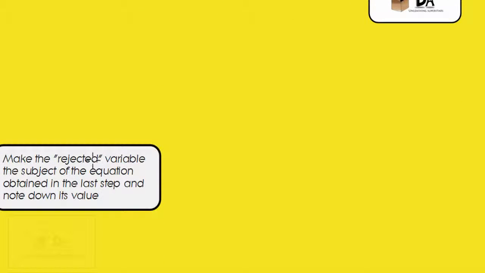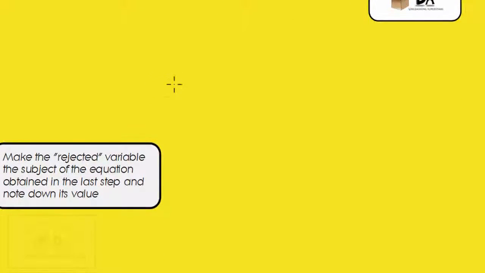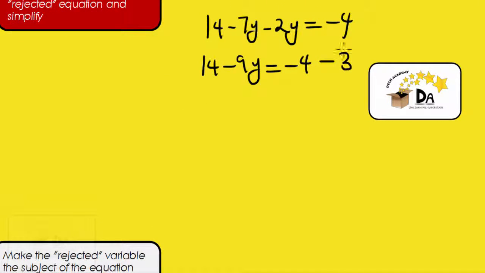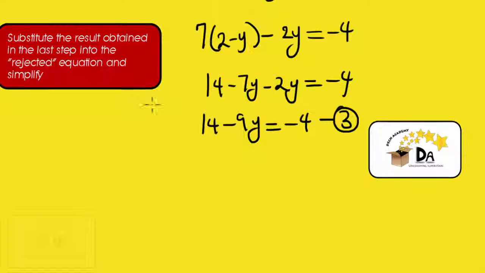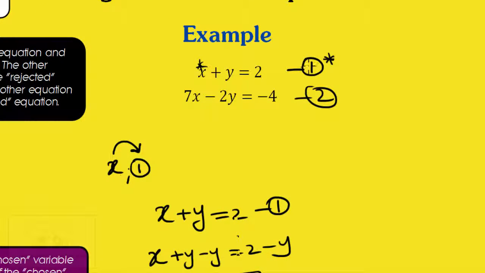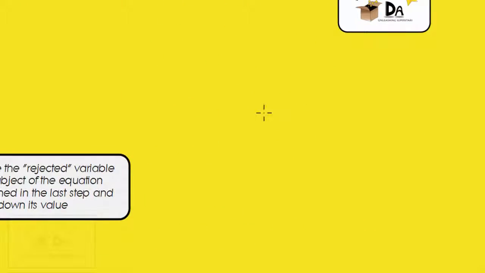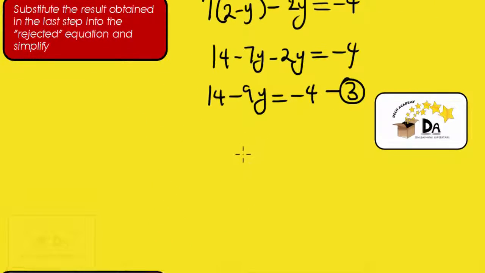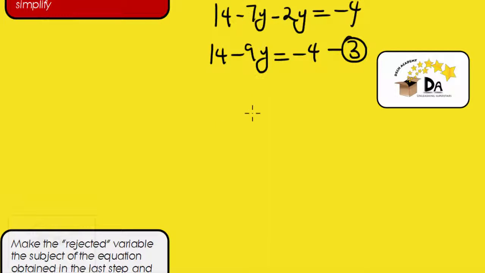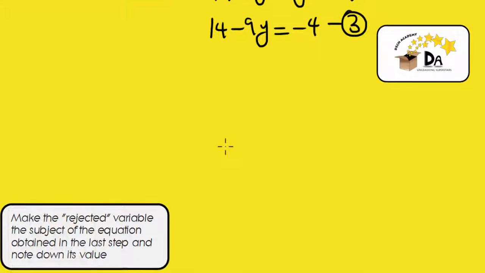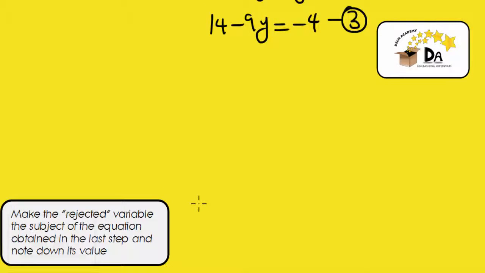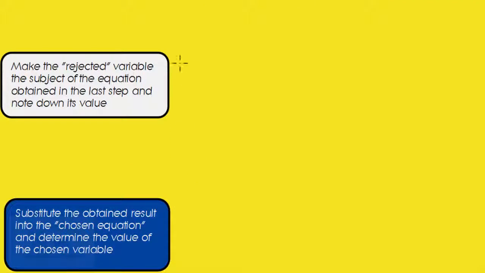So now the next step says make the rejected variable the subject of the equation obtained. I'm going to call this equation 3, because it's the third equation, having labeled equation 1 and 2. So this equation obtained in step 3, I'm going to call equation 3. I need to make the rejected variable, which is y, the subject of the formula. So I'm going to do that here. I'm just going to rewrite it: 14 minus 9y equals minus 4.